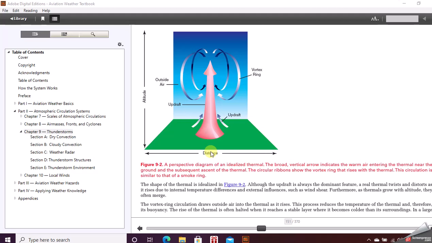Okay, we start with my favorite subject this week, convection, thunderstorms. I like talking about them. But let's understand a little bit of what we're dealing with in a thunderstorm. Here's a perspective diagram of an idealized thermal.